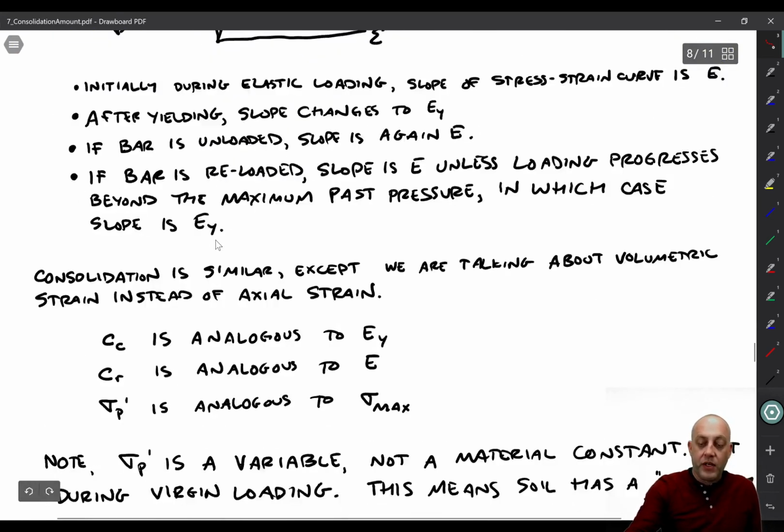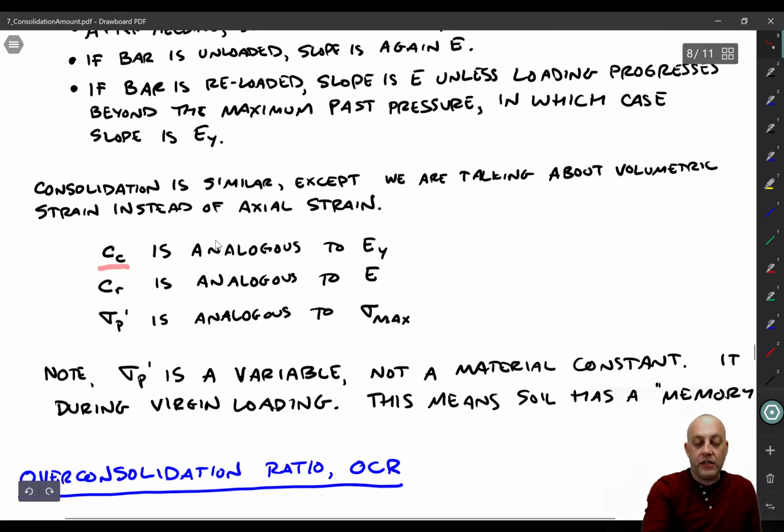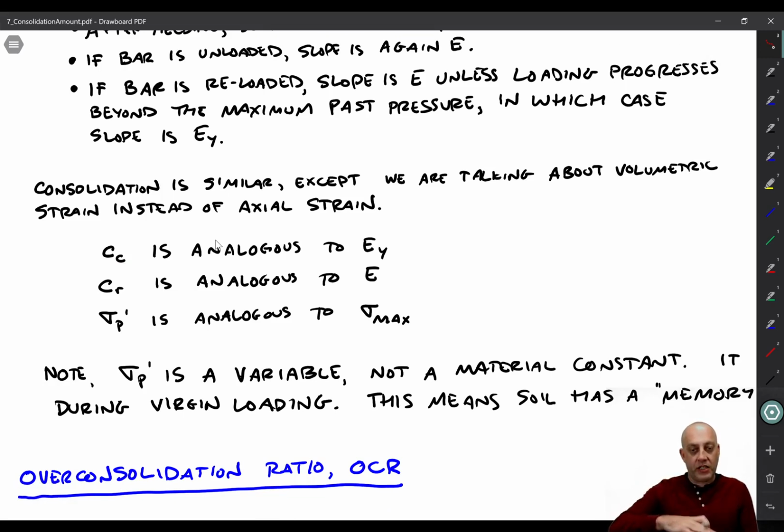Well, C sub C is also yielding, but it's yielding volumetrically. So you've now squeezed water permanently out of the clay. When you unload it, the clay doesn't rebound back to where it was before. You've permanently changed its void ratio. C sub R is analogous to Young's modulus, so it is an elastic constant.